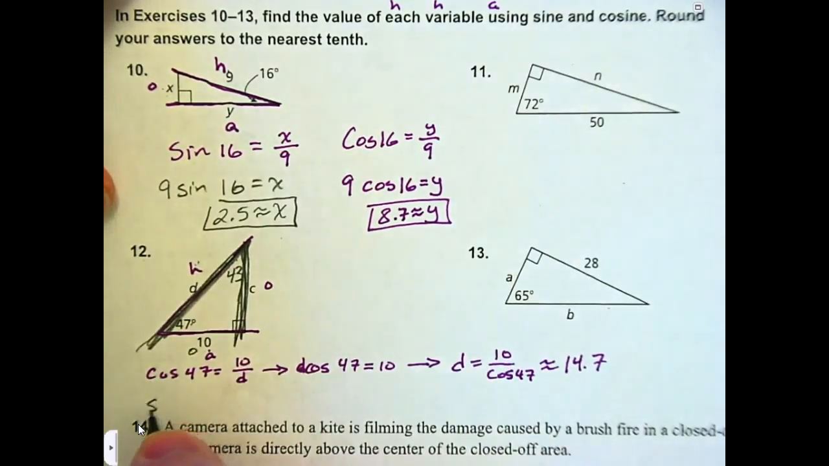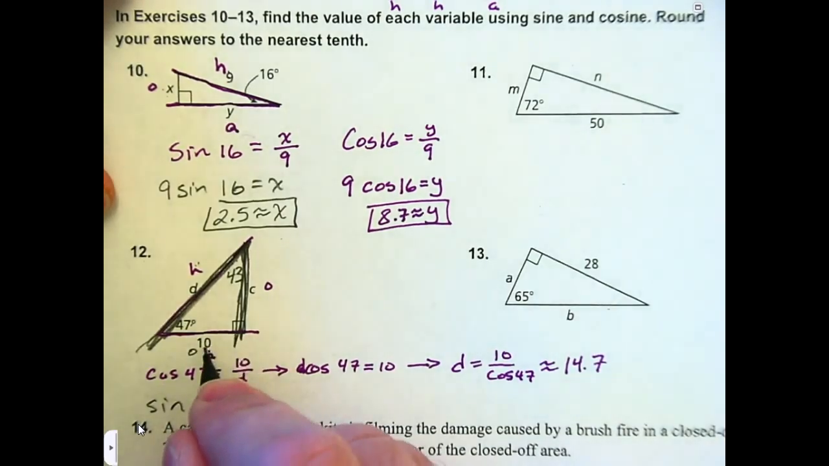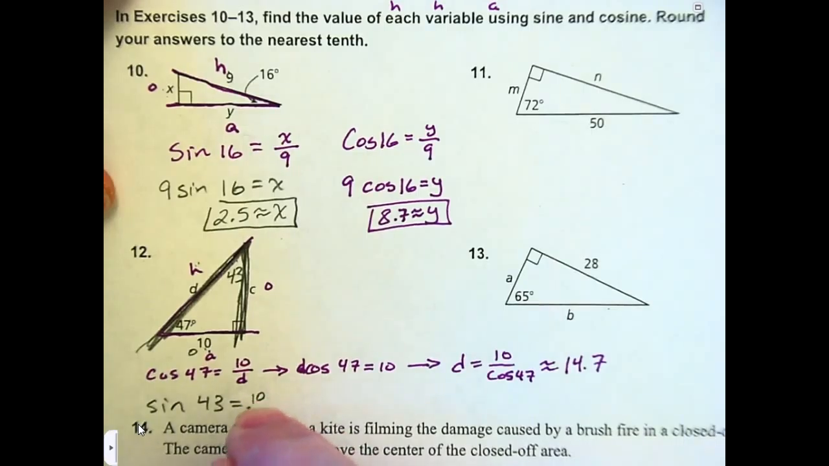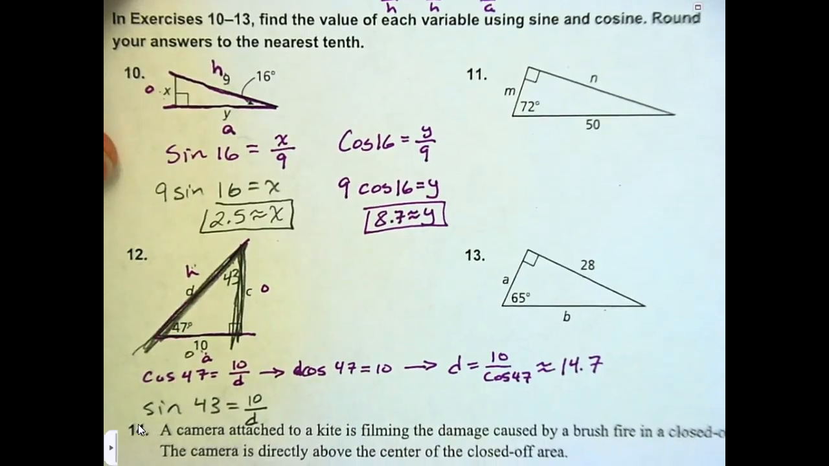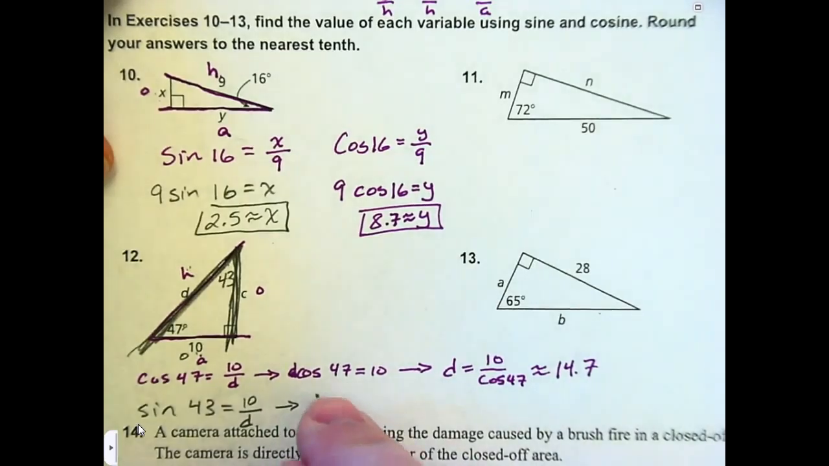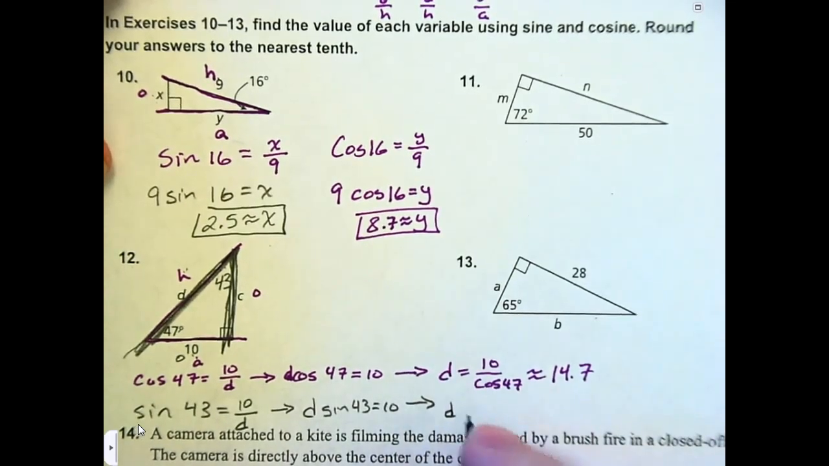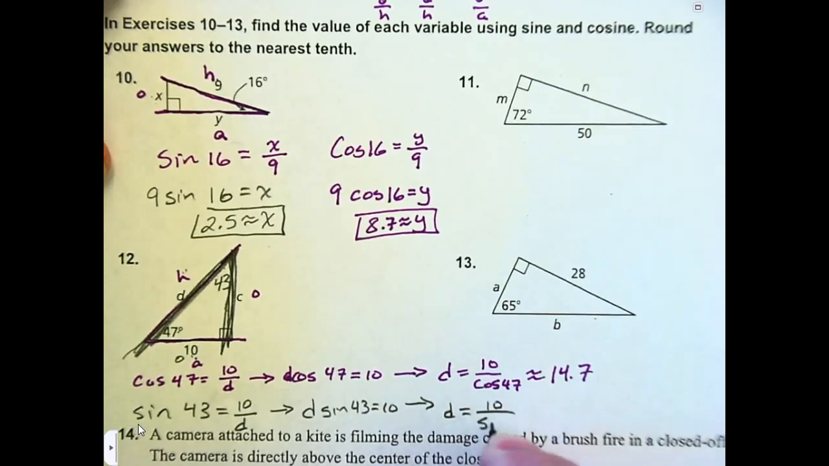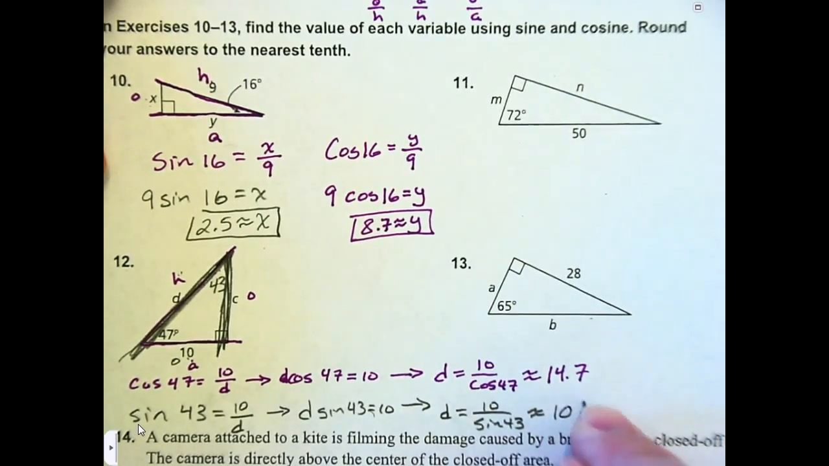But now for sine, I could use the sine of 43 is equal to the opposite, which is 10, over d. I could go through the process of going, d sine 43 equals 10. Really, the only thing that's changed now is rather than cosine, I'm using sine. That's 10 over sine 43, excuse me. I'm using a different angle. So I get 10.7.